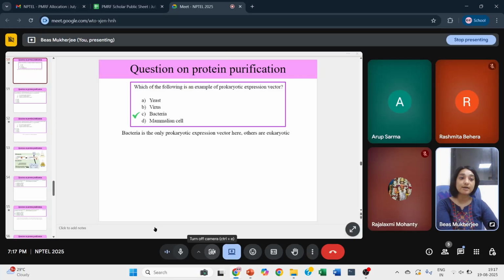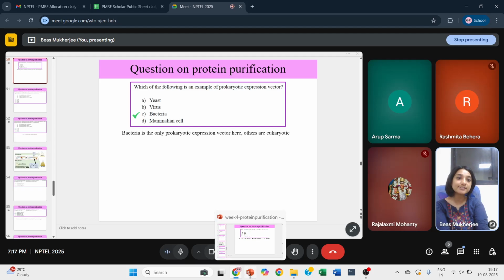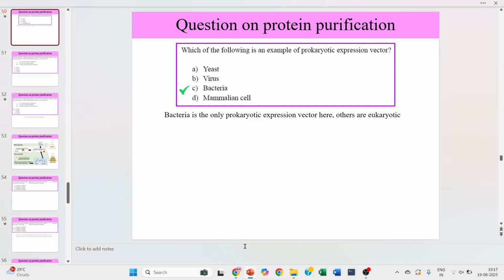They are asking about vector here. The others are eukaryotic, and virus is used for cloning also. It is actually used as a vector also.